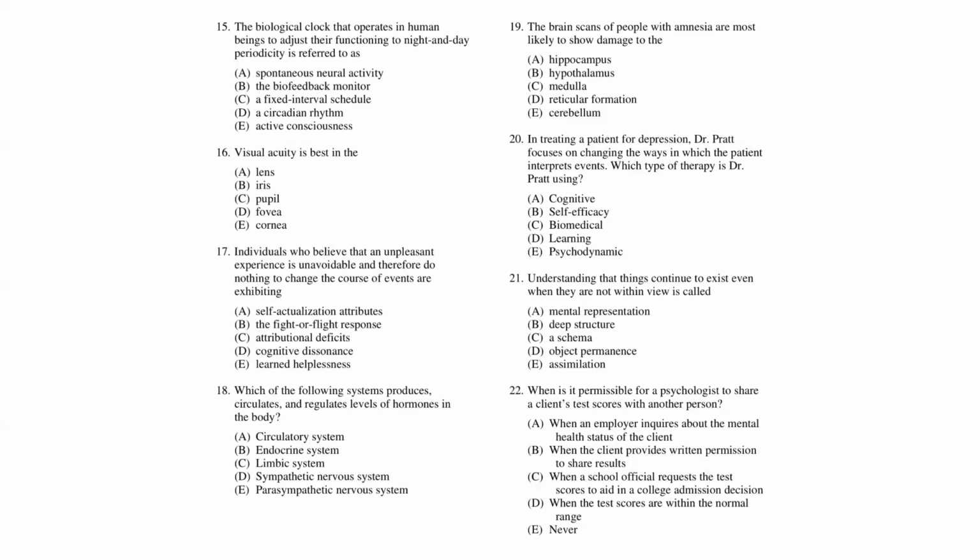Okay, so number 15 is D. Number 16 is D. Number 17 is E. Number 18 is B. Number 19 is A. Number 20 is A. Number 21 is D. And number 22 is B.